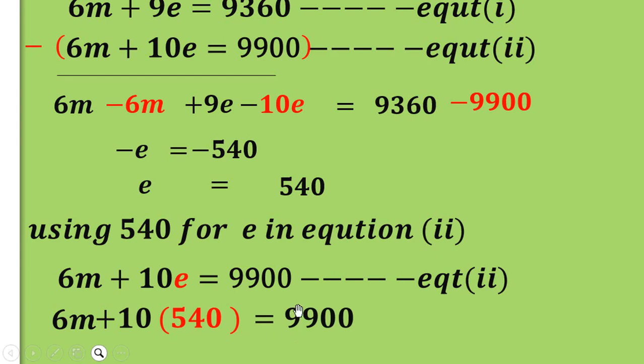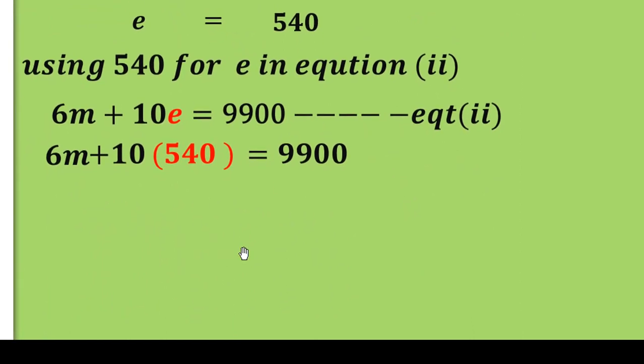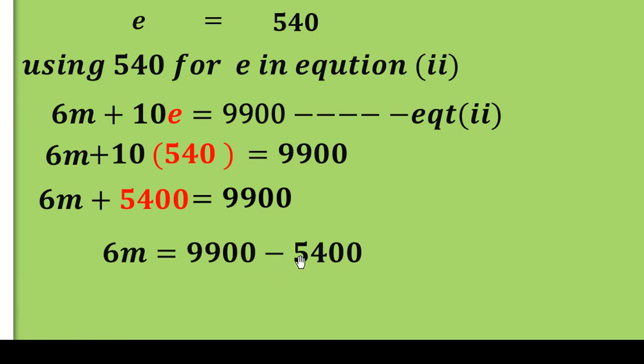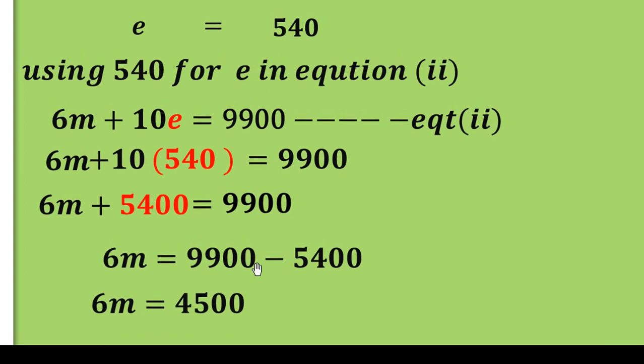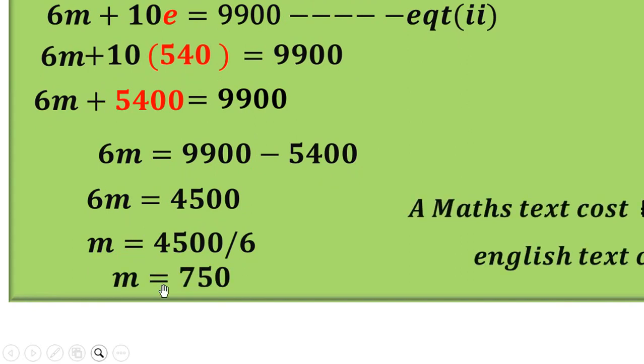So if that is it, we move it up and we have 6m plus, when you open those brackets, 5,400 to be equal to 9,900. So our 6m now will be equal to 9,900 minus 5,400. So I have 6m to be equal to 4,500 naira. I can see now that my m is equal to 4,500 divided by 6. So our m equals 750 naira.